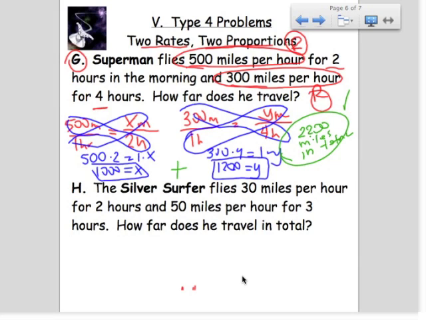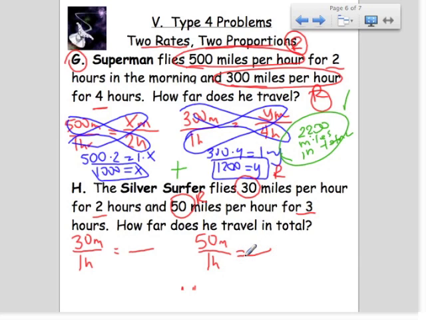Okay, you've tried H, now it's time to check your answer. First is to identify the information. The Silver Surfer flies 30 miles per hour. That's your first rate for 2 hours. And then 50 miles per hour for 3 hours. That's your second rate. How far does he travel in total? You should have written 2 proportions. The first proportion with 30 miles per hour. The second rate with 50 miles per hour.